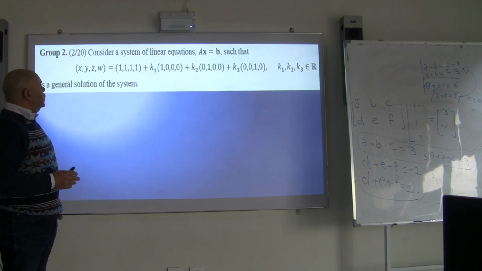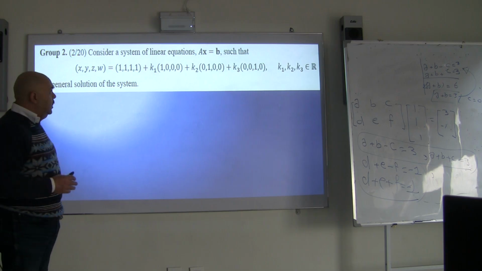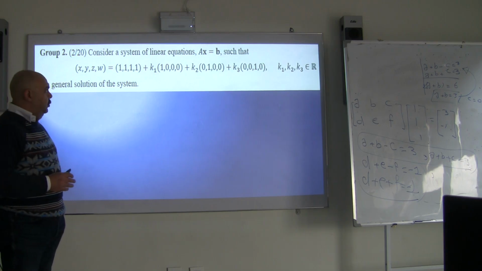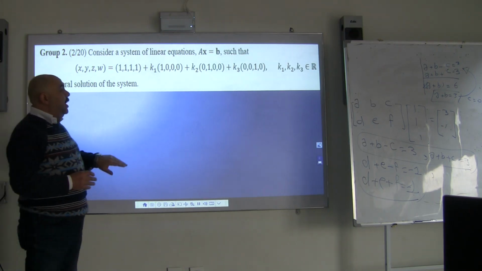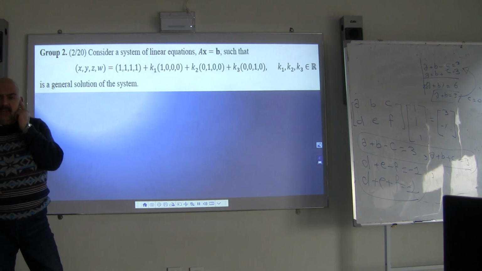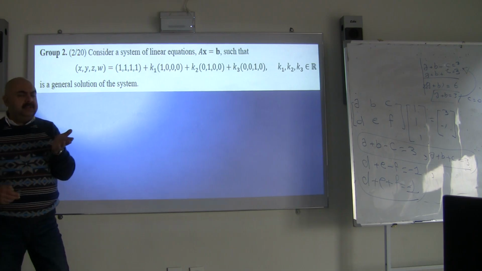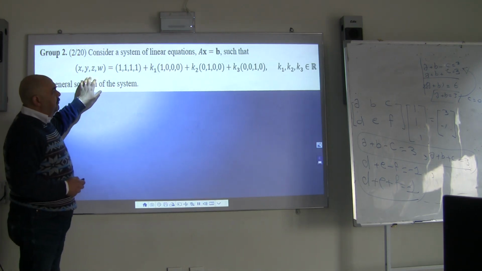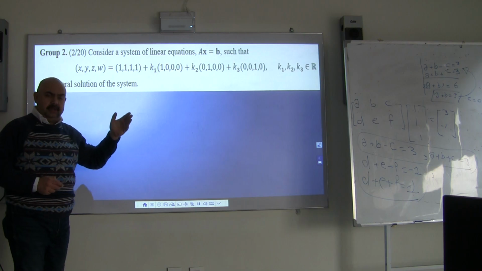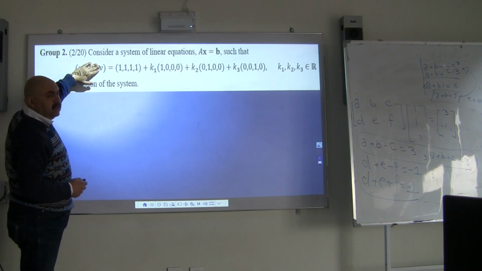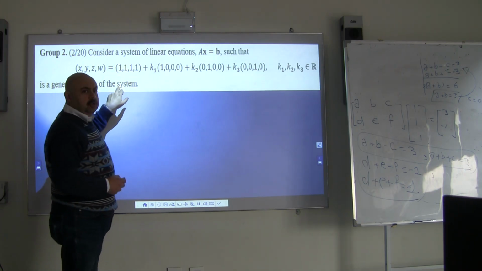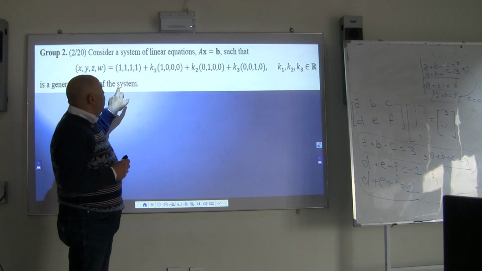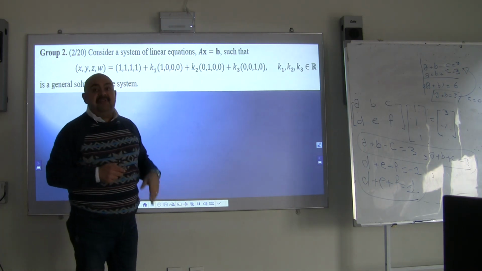In group number 2, question number 2, it's a 2-mark question. He's telling you, consider a system of linear equations, Ax equals b, which is a non-homogeneous system of equations, such that x, y, z, and w equal to something which reminds me of the null space and the particular solution of a system of equations. You will see this form if you have an infinite number of solutions. This is the x, the unknown variables. This is the first column which contains the values of the equations. And these are the free variables.